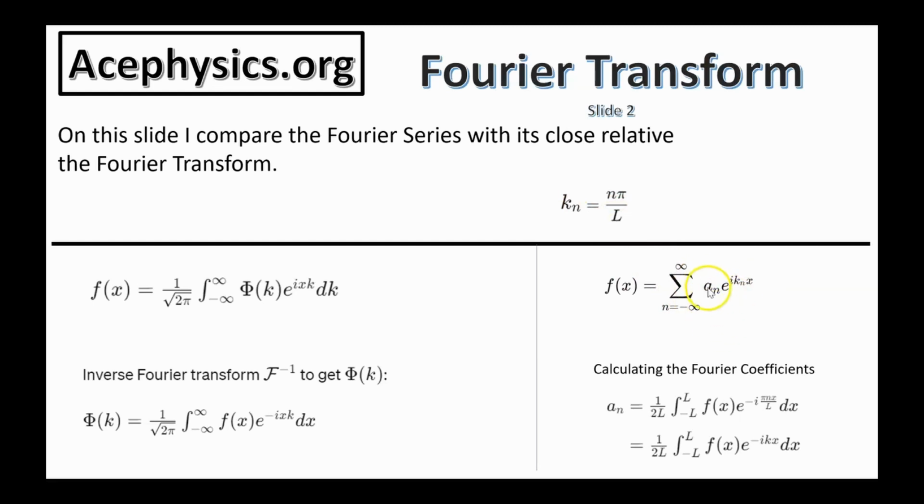So this could be a sub k. You could just as correctly write this as a sub k. So don't get confused that this is a function of k and this is a function of n. It's just in this case, L is finite, while over here L goes to infinity.